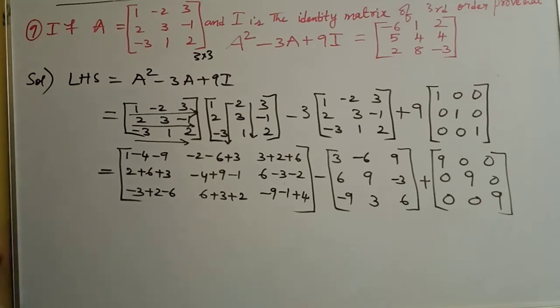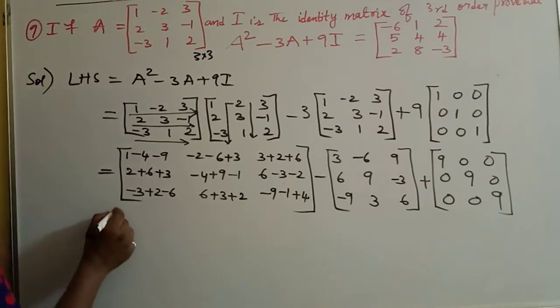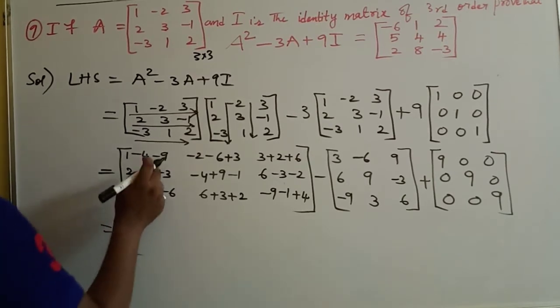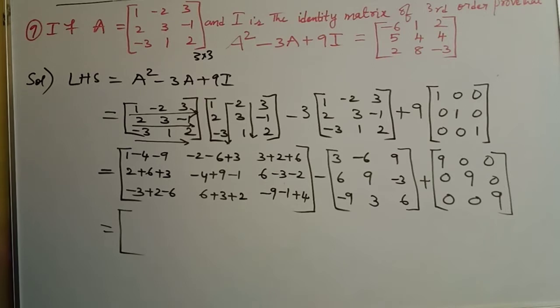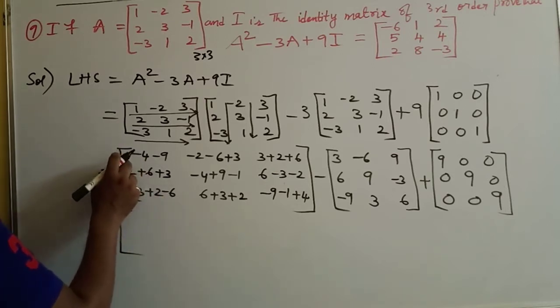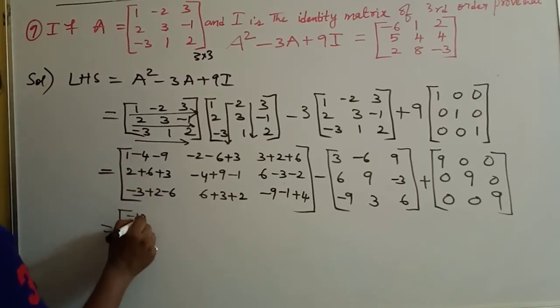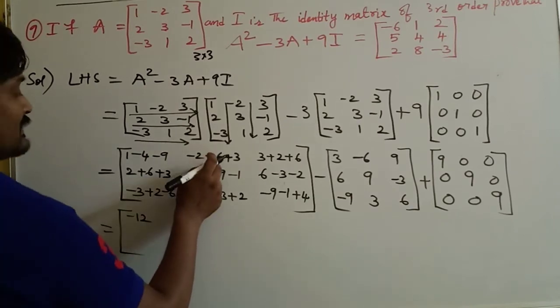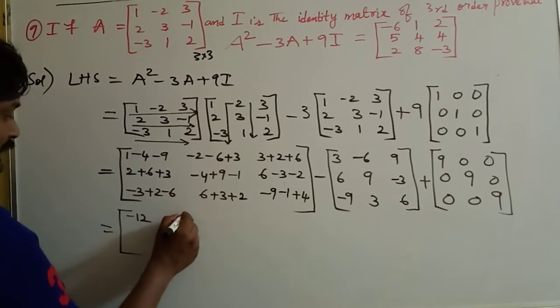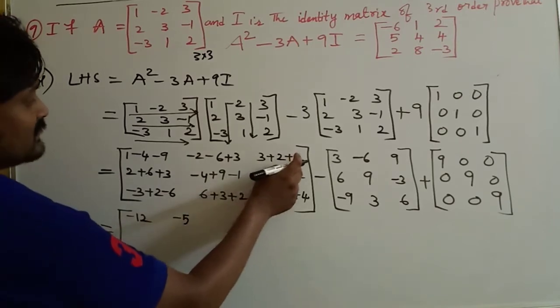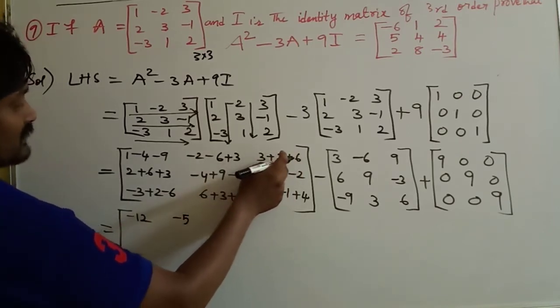And now here what you get. I hope you are following each and every point. Now let's move on to the simplification. When you simplify, minus 9 minus 4 is minus 13, minus 13 plus 1 gives minus 12. Then minus 6 plus 3 is minus 3. Minus 3 minus 2 is minus 5. And next 6 plus 3 is 9, 9 plus 2 is 11.